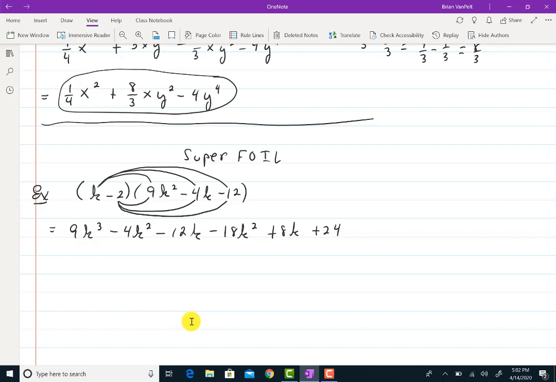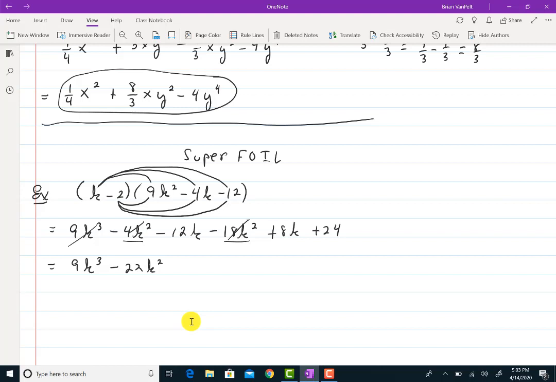Well, as you can imagine, there's a lot of like terms inside of here. For example, look what I've got. I've got a negative 4k squared and I've got a negative 18k squared. So I can combine those to give me negative 22k squared. And typically, while I'm doing this, I usually slice them off so that I know that I've already used them and it won't confuse me going forward.